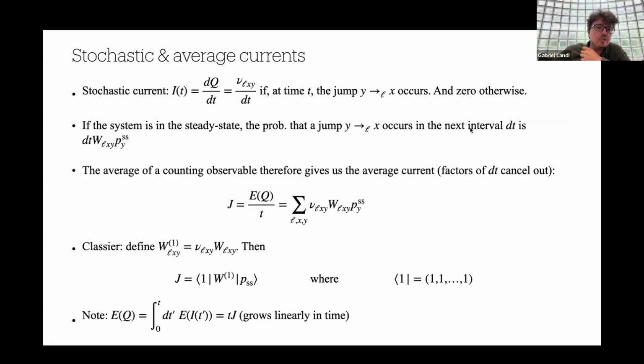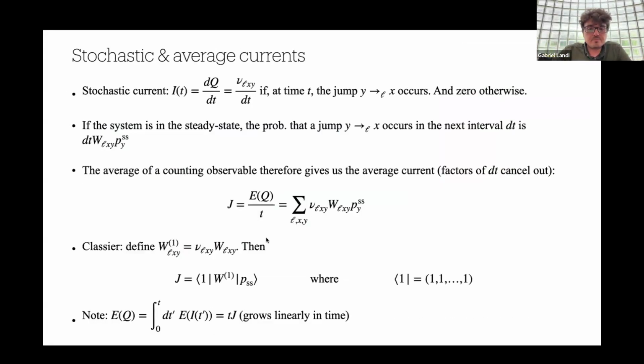And using this, we can build the average current, because the number of jumps of this form, y go to x due to reservoir L, that occur in the interval dt is just dt times the activity of those jumps. And so the current is going to be just given by this. So this is a very interesting, very powerful way of building thermodynamic currents. You take the steady state, you multiply by your transition matrix, and you weight your transitions by some set of coefficients, nu, L, X, Y.